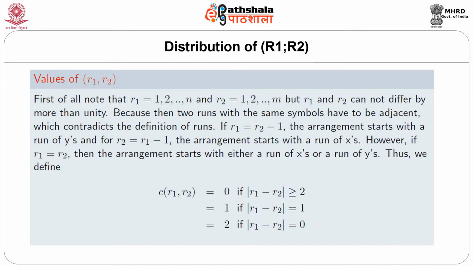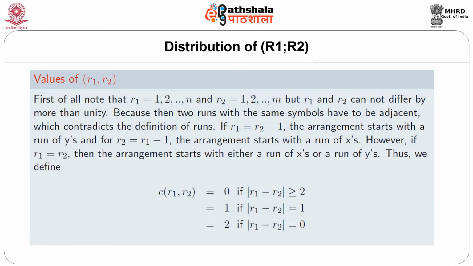First of all, note that the observed values of R1 start from 1 up to small n, and observed values of R2 start from 1 up to small n, but R1 and R2 cannot differ by more than unity, because then two runs with the same symbols have to be adjacent, which contradicts the definition of runs. If R1 equals R2 minus 1, the arrangement starts with a run of y's, and for R2 equal to R1 minus 1, the arrangement starts with a run of x's.